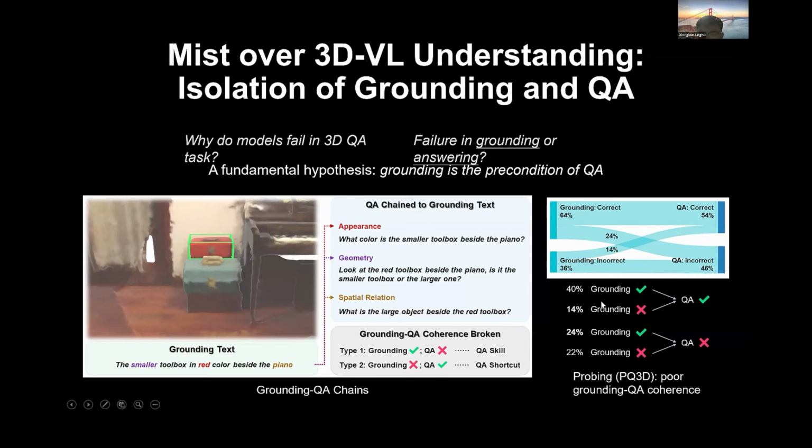And we analyzed the PQ3D 3D VL model to figure out if it has a strong grounding QA coherence breakage. And the conclusion is that this model has a very poor grounding QA coherence.